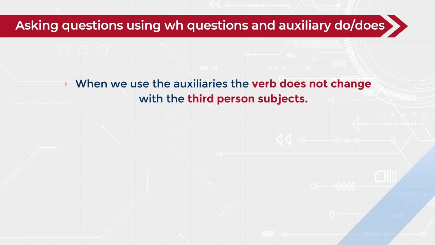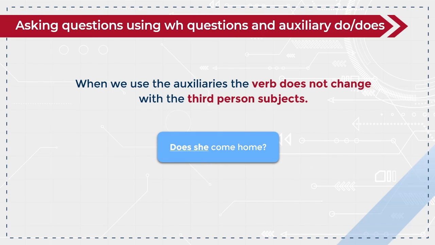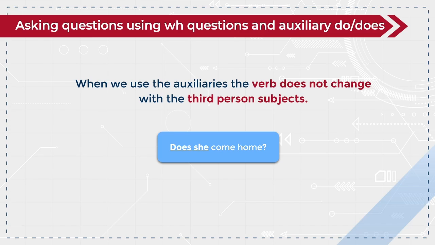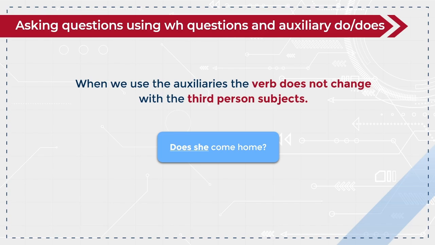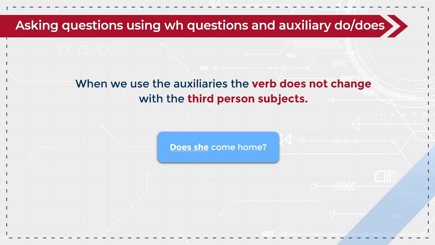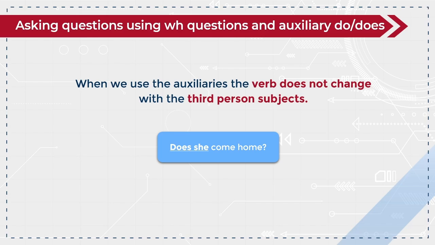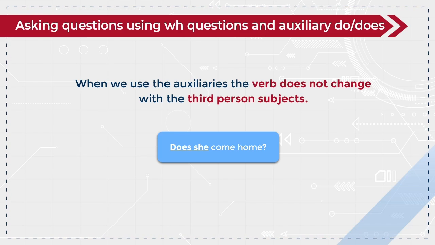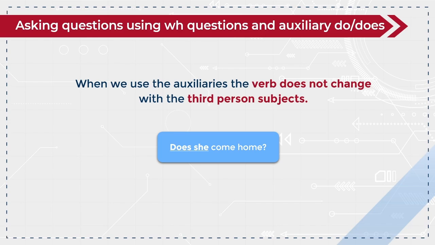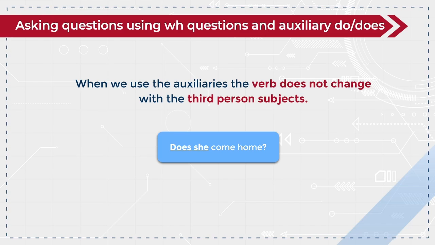4. When we use the auxiliaries, the verb does not change as it happens in the affirmative form. For example, does she come home? If you notice, the verb come remains in its infinitive form because the auxiliary verb tells us the tense in which the action happens. We don't add a final S even though the subject is third person. In this case, she.